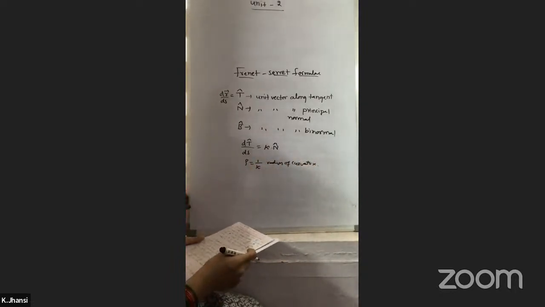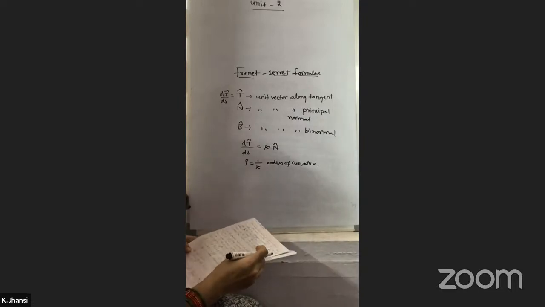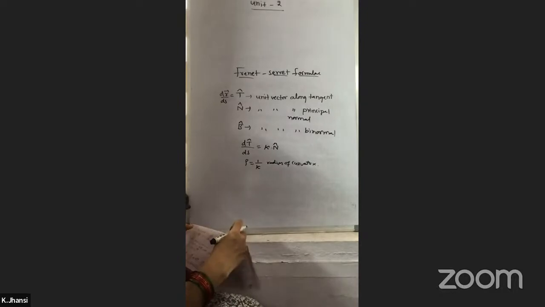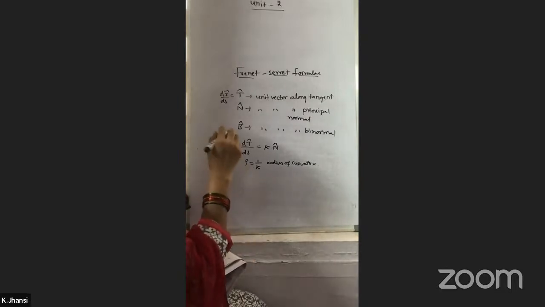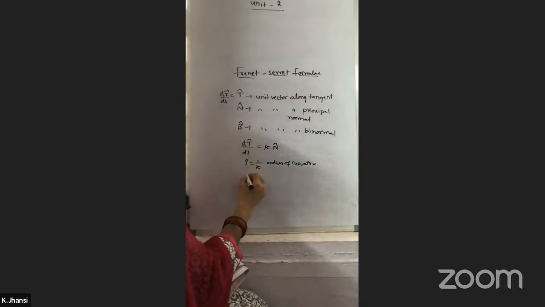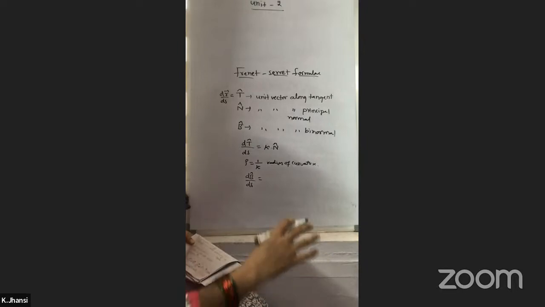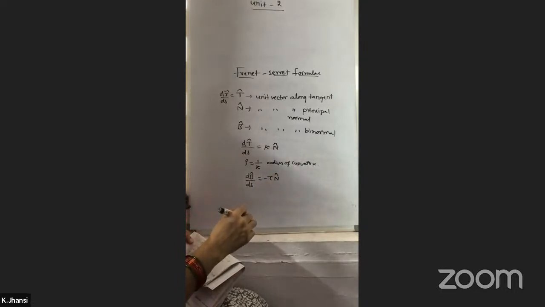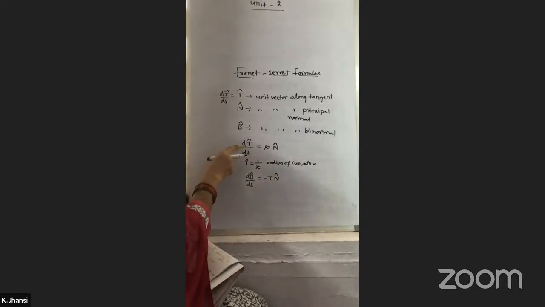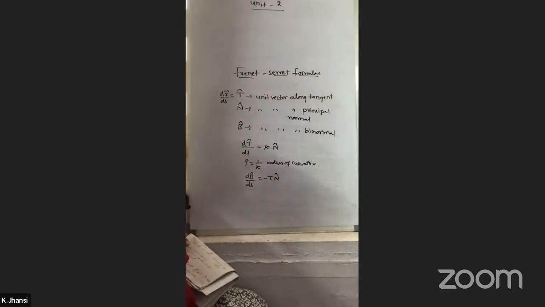And next, another important one is how torsion is defined. Torsion is defined as the modulus of torsion equal to the modulus of dB by ds. The whole theorem proof is there in the textbook. I am just giving the important notations here. We need these values dT by ds, dB by ds, and also dN by ds. Those three values define the main Frenet-Serret formula.